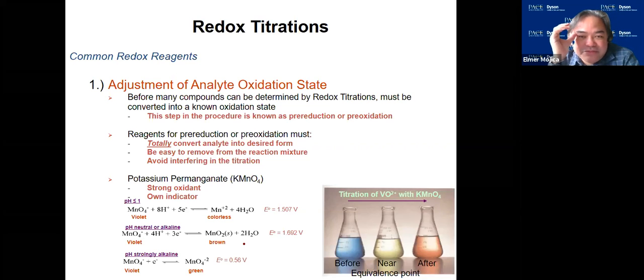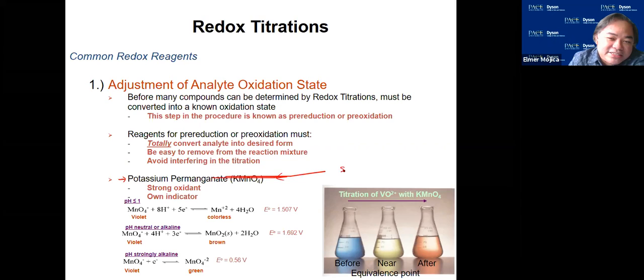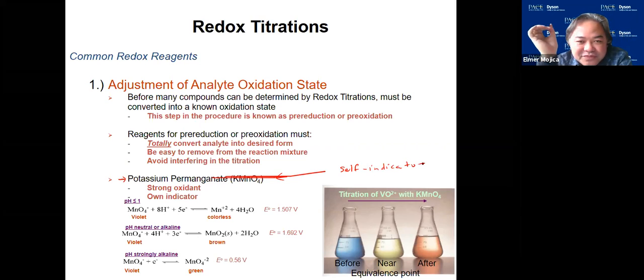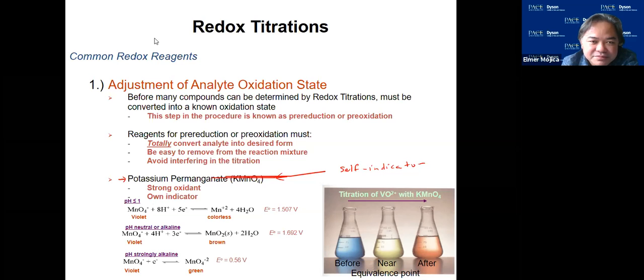Okay, so adjustment of analyte oxidation state. I think we go back here to potassium permanganate. We can say that this is a self-indicator. Why do we call KMnO4 a self-indicator? Anyone? Why did I say that KMnO4 is a self-indicator?